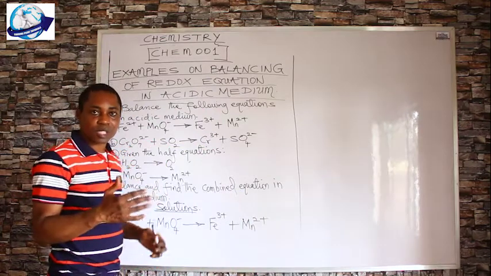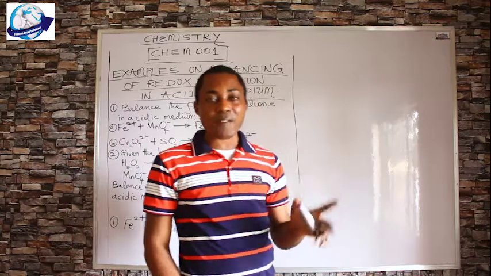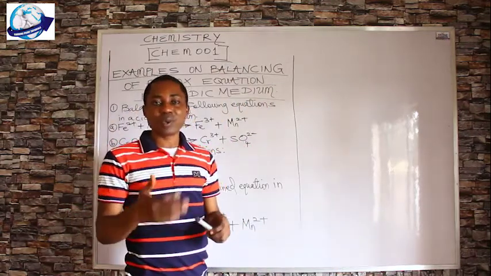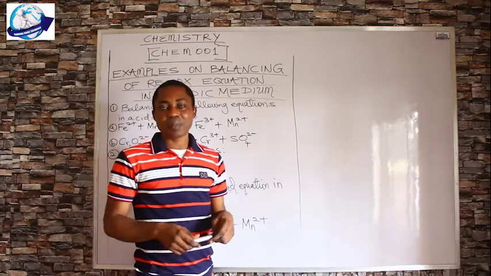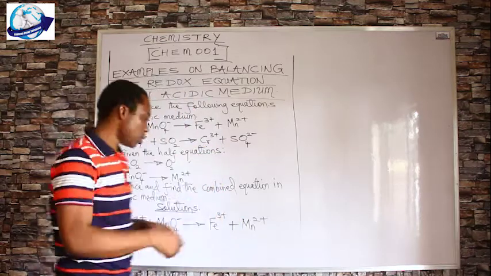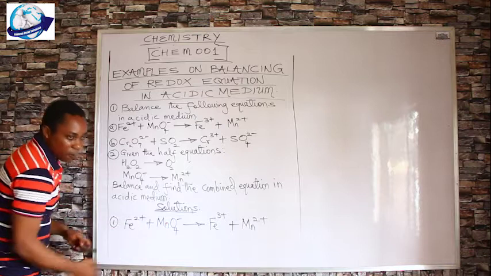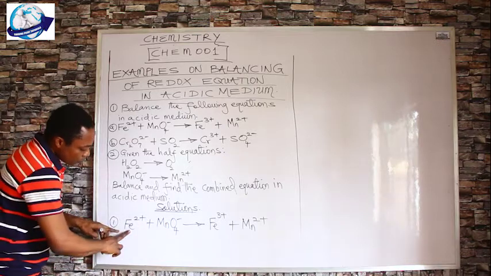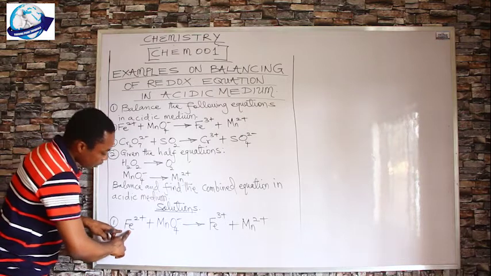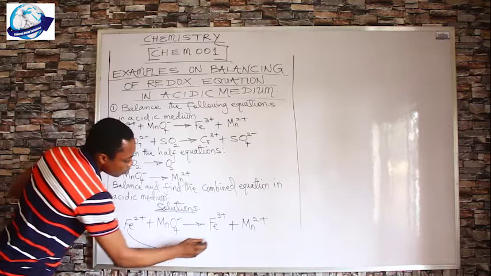This method we are applying, remember, is known as the half equation method, or the half cell method. Come back to the board here. Let's see what we have. The splitting now goes this way. Fe2+ at the left hand side, the reactant side, then changes to Fe3+ at this side.